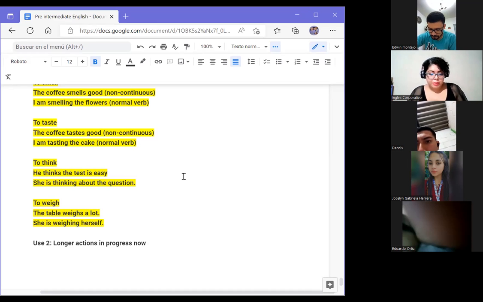Sometimes we use the present continuous to say that we are in the process of doing a longer action, which is in progress.